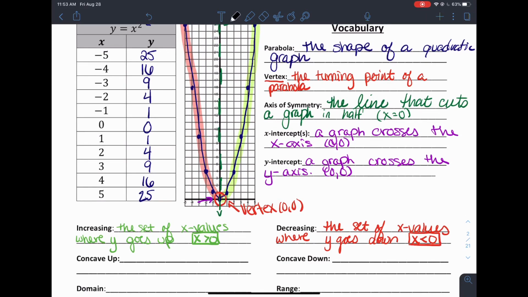Concavity. So concave up versus down is whether the graph opens up or down. A concave up graph is when a graph opens up. So our example over here that we have here is concave up.